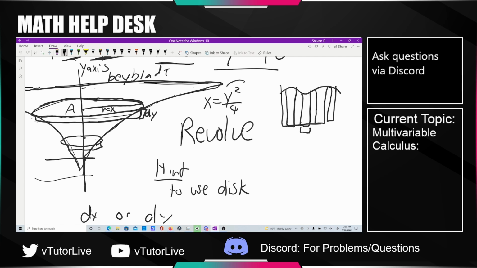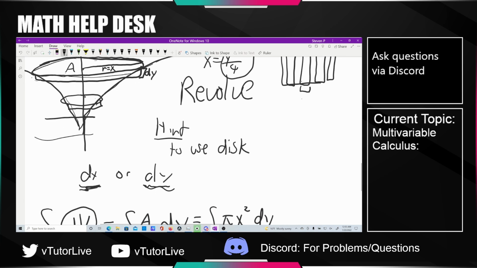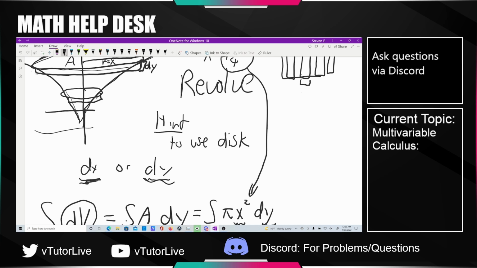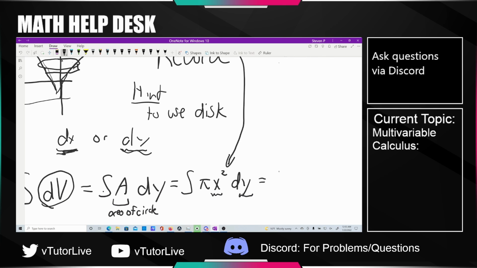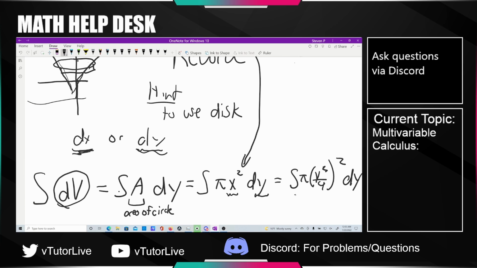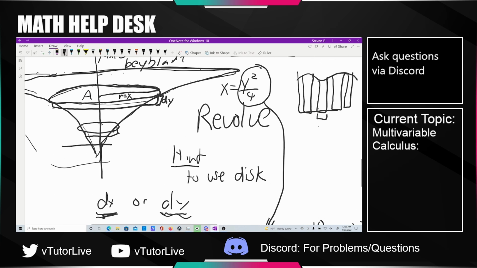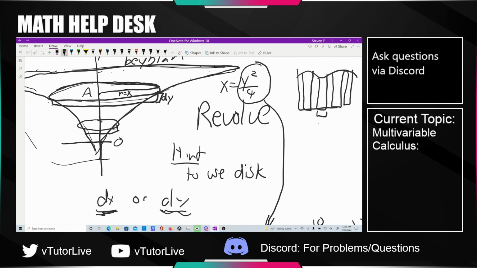So we have x is equal to y squared over 4. I'm just plugging this straight in over here. So I'm saying the integral of pi times y squared over 4, squared, dy. And again, you told me that this ranges from 0 to 10, right? Yeah, it's 0 to 10.